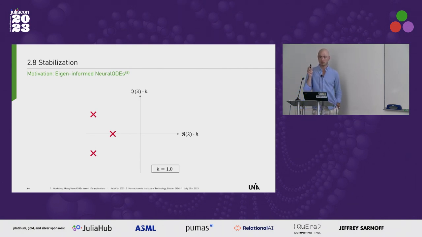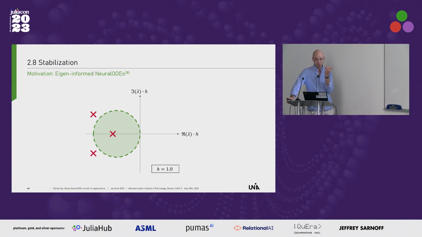Or does the system oscillate? Yes, it does oscillate if there are complex conjugate eigenvalue pairs like here. Or is the system stiff? Systems are considered stiff if, very sloppily expressed, eigenvalues spread over a large range on the real axis. So if we want to watch our solution process of an ODE or a neural ODE, we can plot the ODE's eigenvalues together with the so-called stability region of the ODE solver.